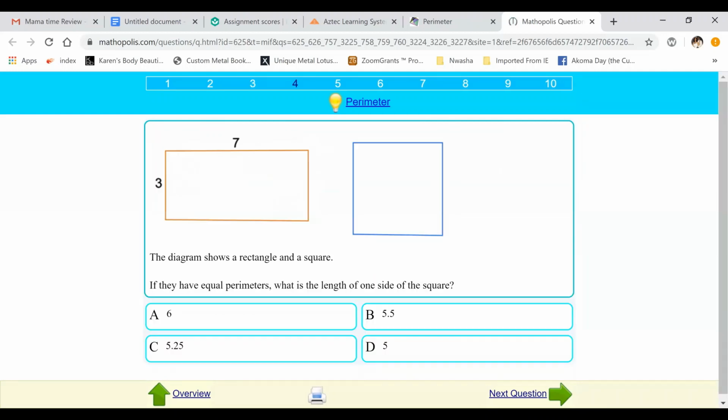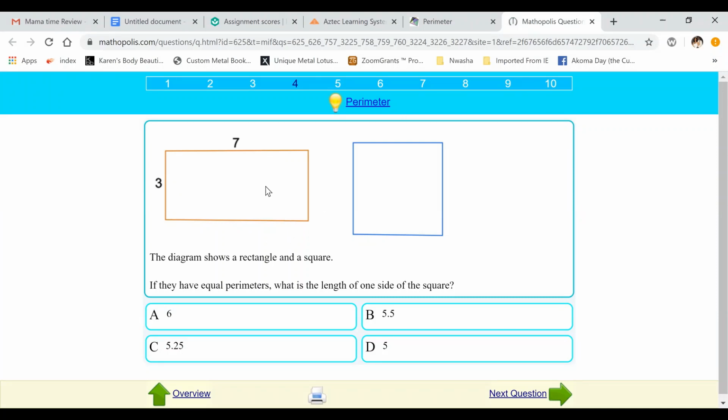So here's another one. It says the diagram shows a rectangle and a square. If they have equal perimeters, what is the length of one side of the square? So now this is where it is more involved. First, you have to say they both have the same perimeter. So you can figure out the perimeter of this square by figuring out the perimeter of the rectangle. So if you have 7 and 7 and 3 and 3, you now have the total.